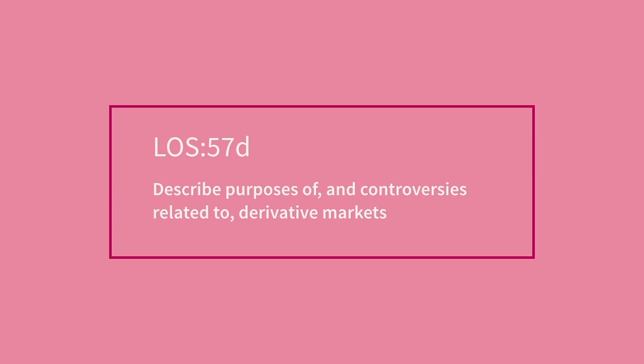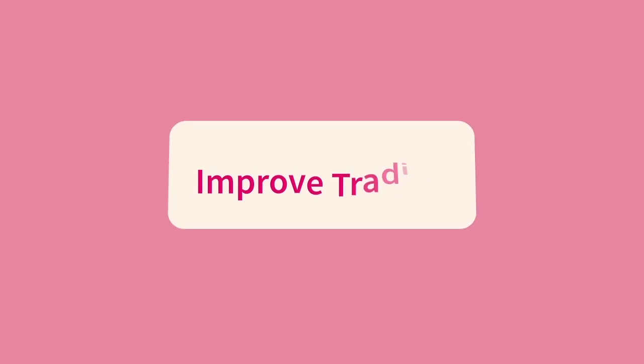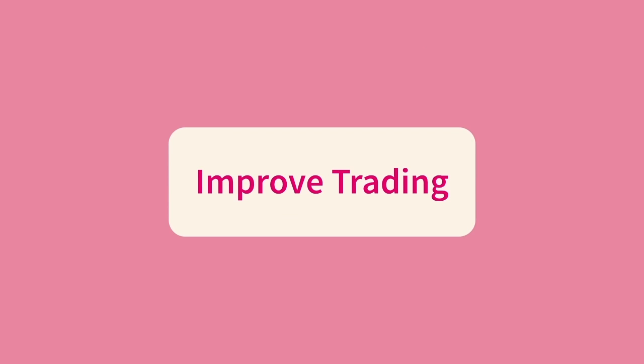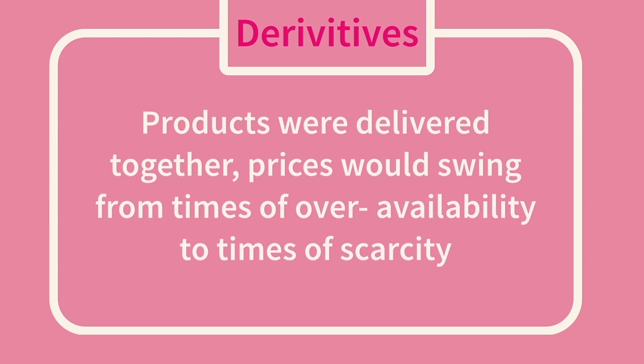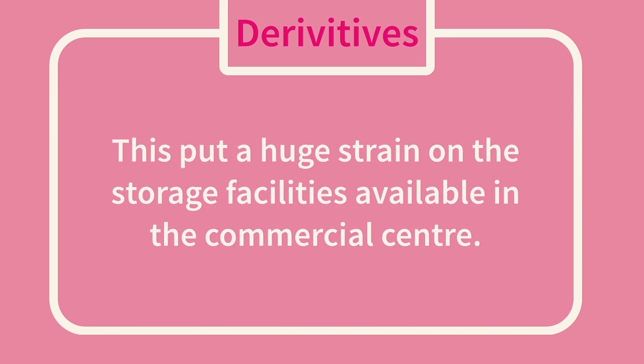Describe purposes of and controversies related to derivative markets. Historically, derivatives were introduced into the US to improve the state of trade in agricultural products. Because products were delivered based on production, prices would swing wildly from times of overavailability to times of scarcity, and it also put a massive strain on the storage facilities available in the commercial center.